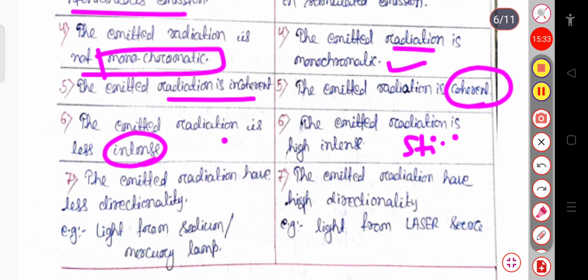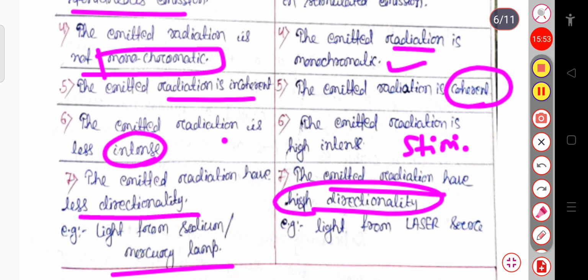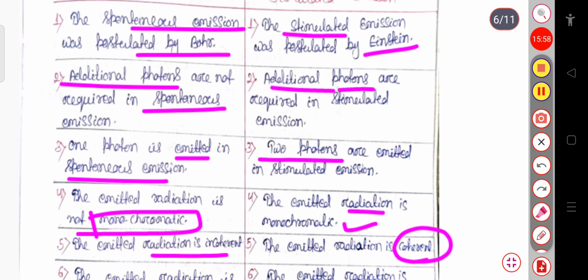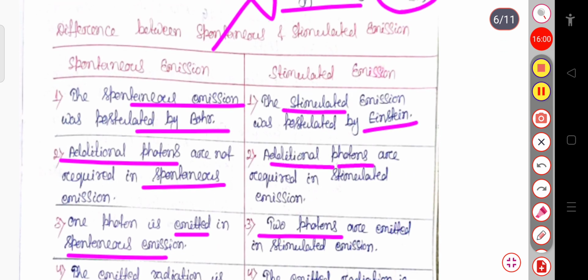Okay. The last point is, the emitted radiation has less directionality. That is, the light from the sodium or mercury lamp is an example of the spontaneous emission. And in case of the stimulated emission, the emitted radiation has a highly directional property. So here the example is the light from the laser source. So these are the basic differences between the spontaneous emission and the stimulated emission.